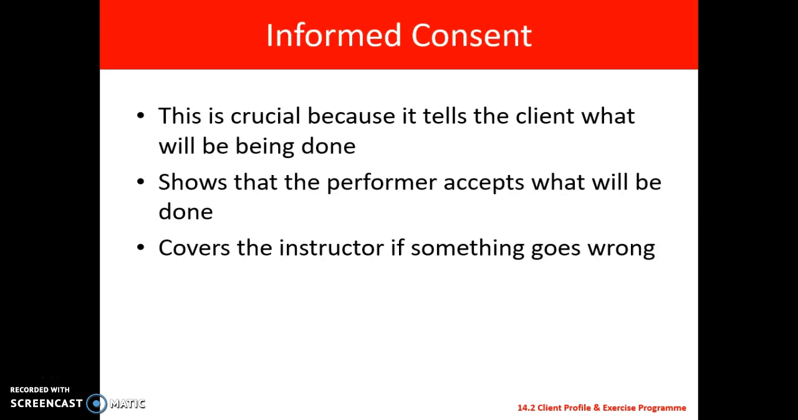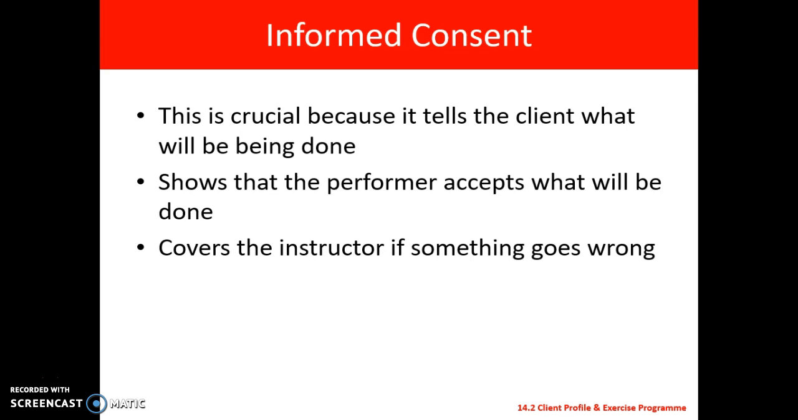Informed consent. Informed consent is crucial because it tells the client what will be being done. For example, they could say, I will be testing your blood pressure. I will need to put the blood pressure monitor around your arm. It does get tighter. They need to inform them of what's happening. And it shows that the performer accepts what is being done.